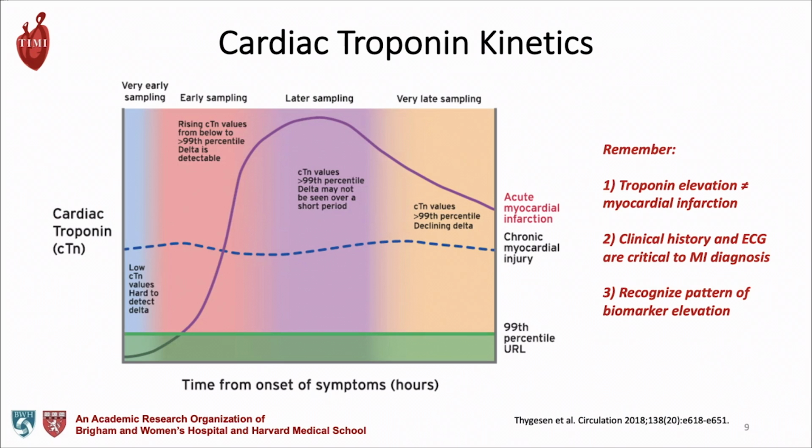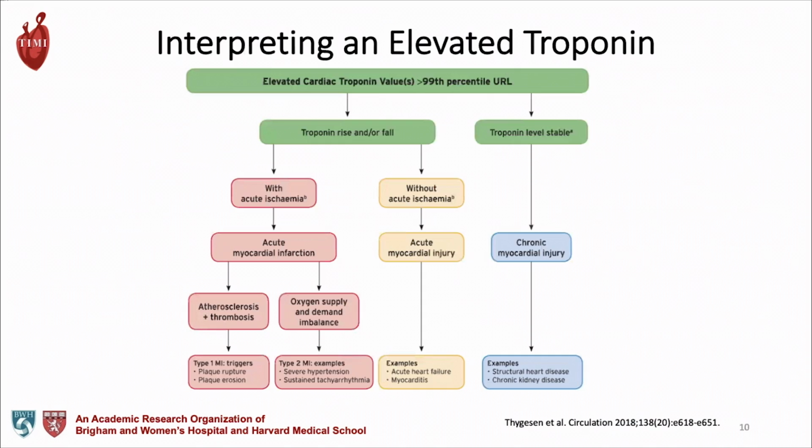The other important take home from this figure is that it's helpful to recognize that pattern of biomarker elevation, the rise and the fall that are characteristic of acute myocardial infarction, as compared to the tonic elevation that's seen with chronic myocardial injury. Depending on the specific sampling periods, you can imagine that it may not always be super clear exactly what pattern is emerging, but that's why serial assessment of troponin ends up being so important.